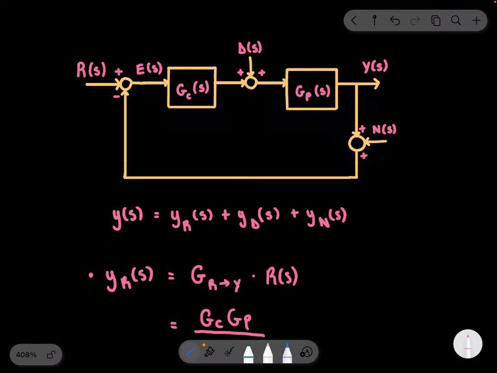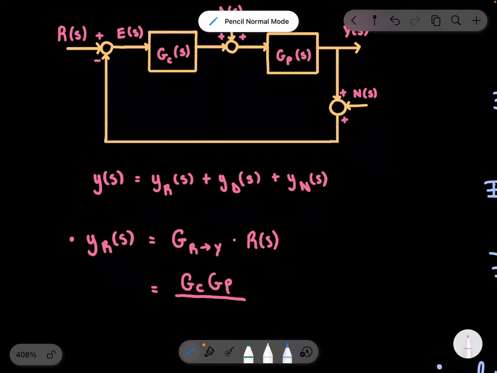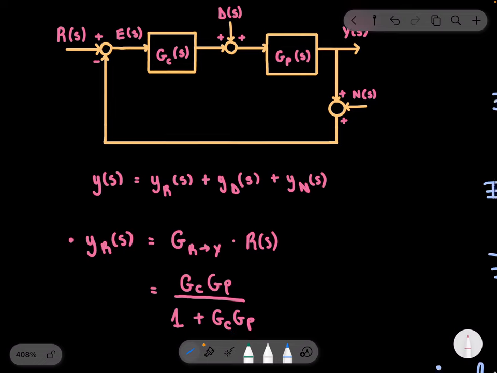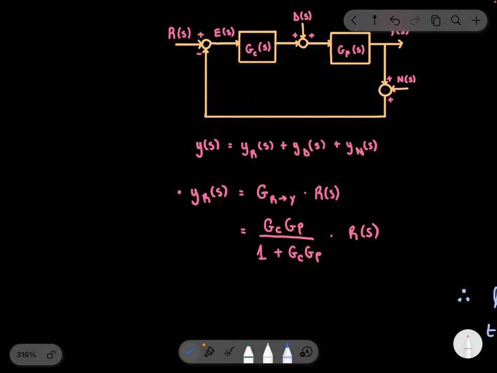So you can just ignore anything going in between. So we said GC GP is on the numerator, and on the denominator for the loop, since we have a feedback loop, we always have to write the value of 1 on the denominator for feedback loops. And what's going on inside the loop? It's the same two blocks we had before that are in series. So just add once again the two blocks that are in series. Okay, and of course multiply by R of s.